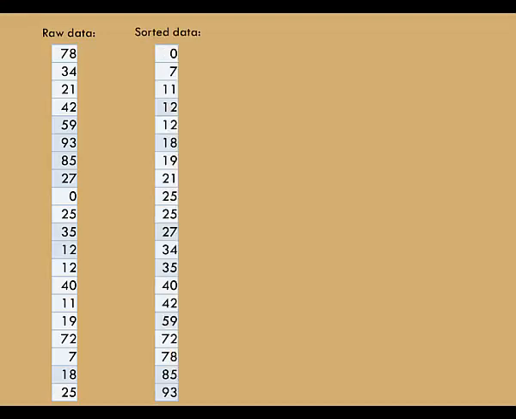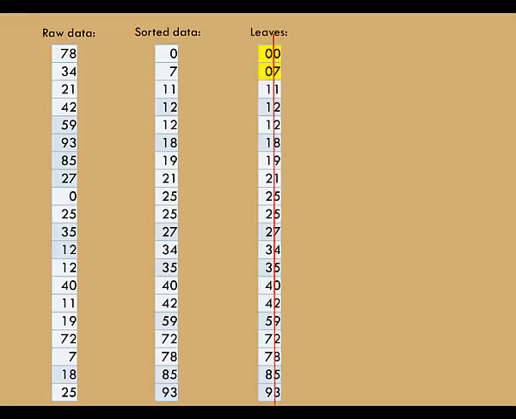Let's do an example. Here's some raw data. The first thing we want to do is put the data in order. Here we have it sorted from least to greatest. We want to separate the stems from the leaves. The rightmost digit of each number will be the leaf, and the remaining digits will be the stem. Notice for the first two data values of 0 and 7, the stem appears blank. So I'll add a stem of 0.